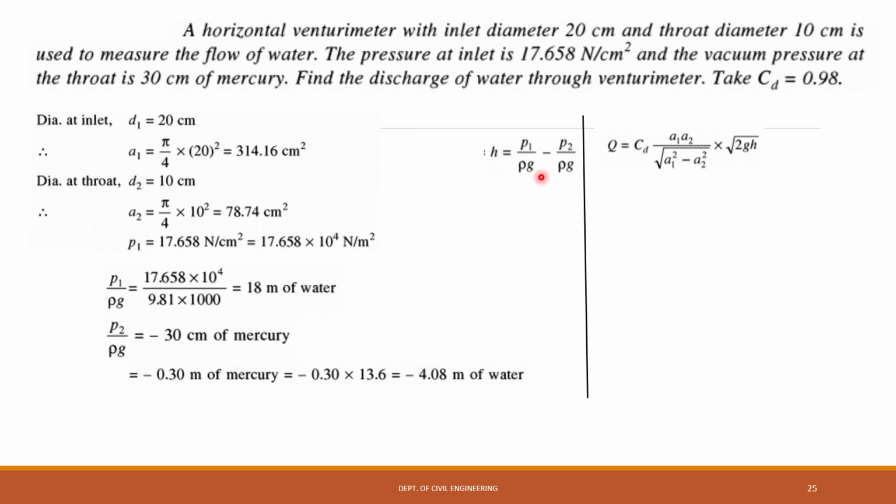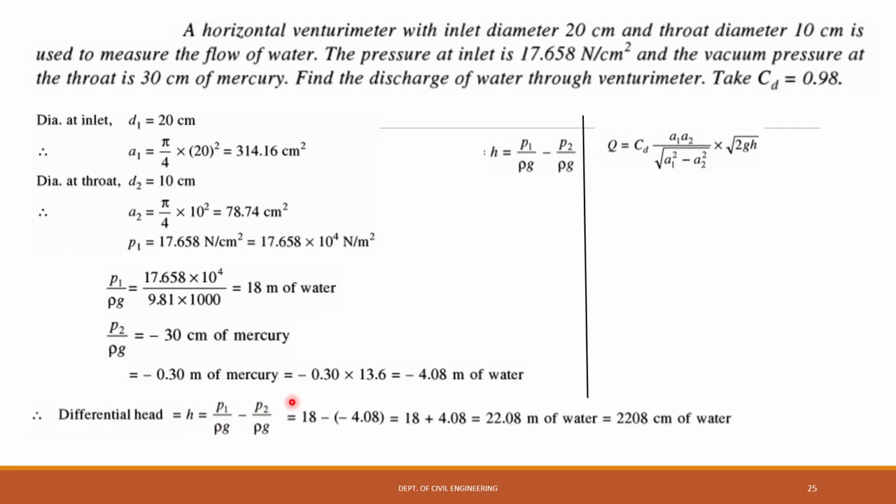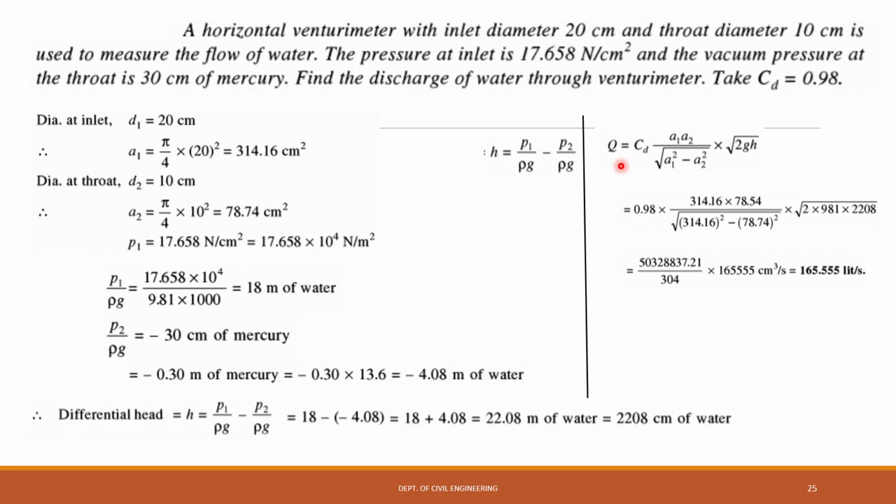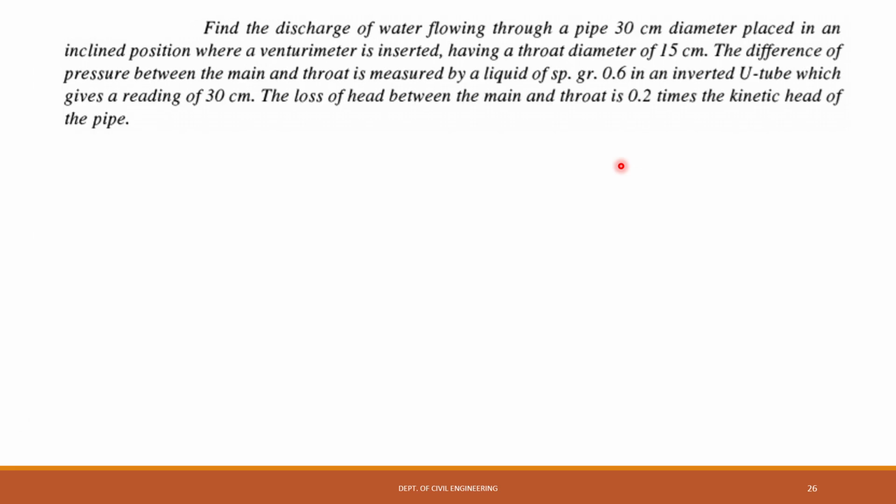So P1 by rho g is obtained, P2 by rho g is obtained. Substitute the values in this equation in order to find H. So differential head H is equal to P1 by rho g minus P2 by rho g, and you'll be getting the value of H as 2208 centimeters of water. So this H value can be substituted in this equation, and Q value can be found out. So substituting the value, here everything is substituted in centimeters. So Q value is obtained as 165.55 liters per second. Okay, so this is another type of problem. Now the next problem.